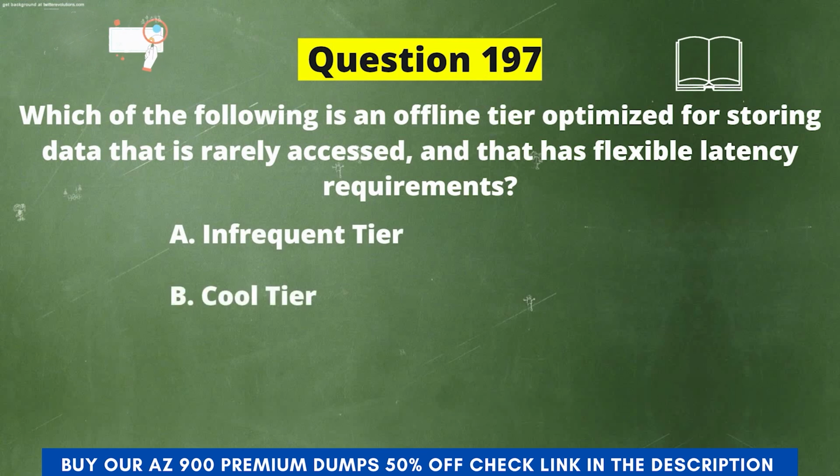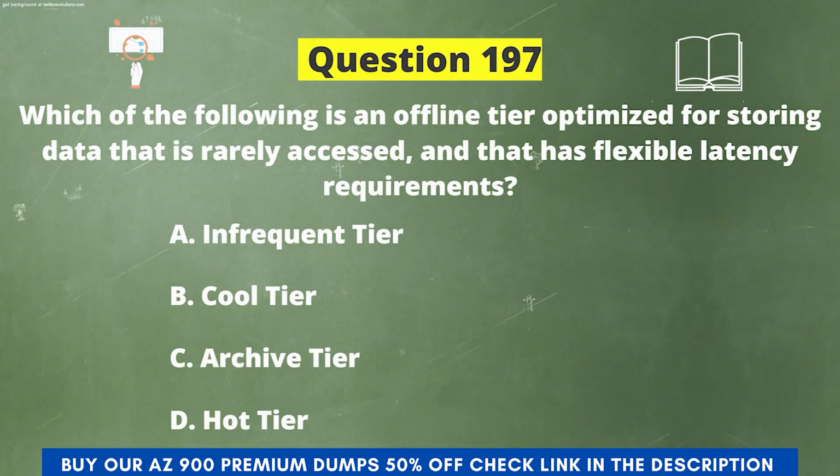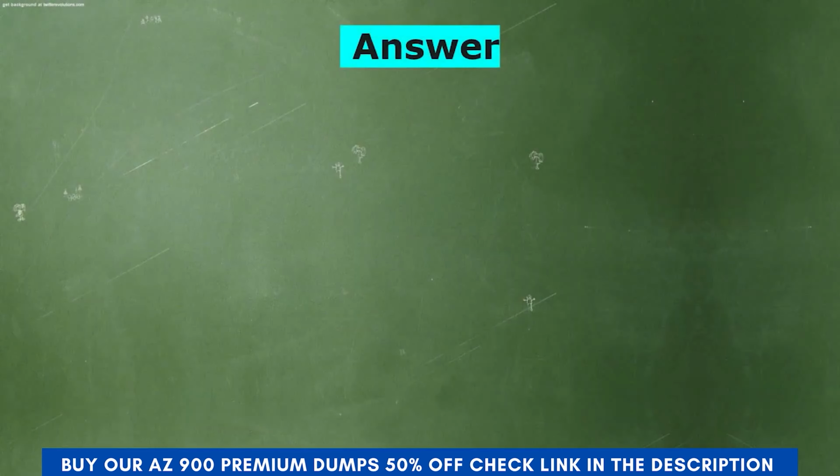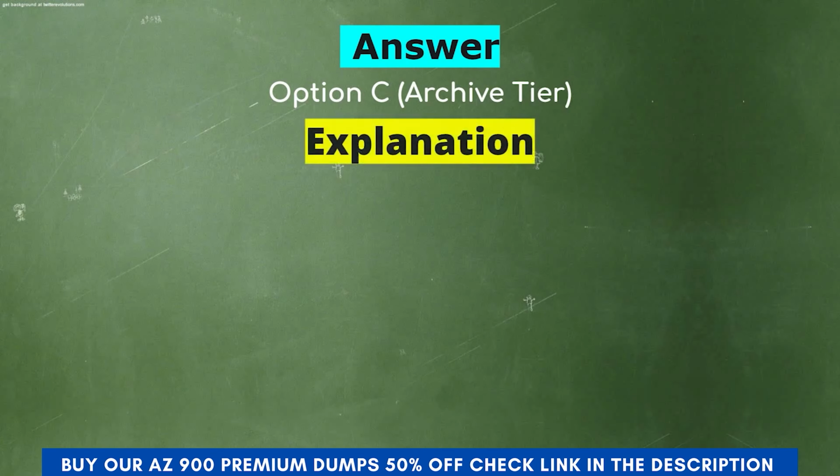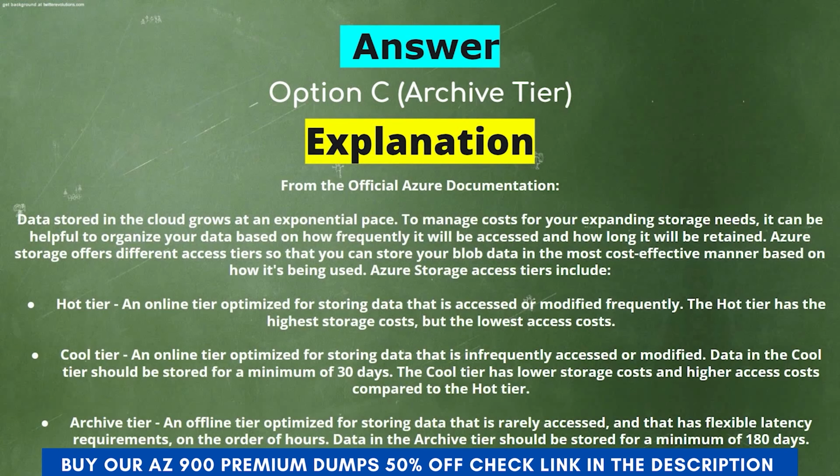B. Cool tier, C. Archive tier, D. Hot tier. And the correct answer is option C. Archive tier. Explanation. Data stored in the cloud grows at an exponential pace.